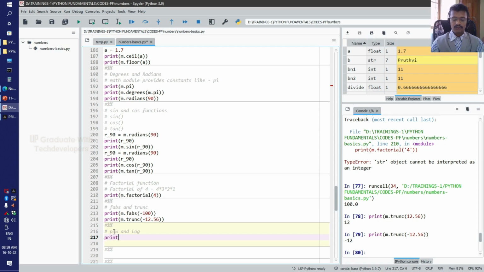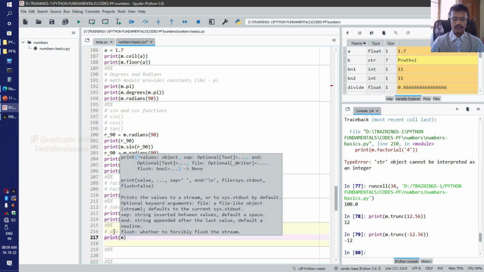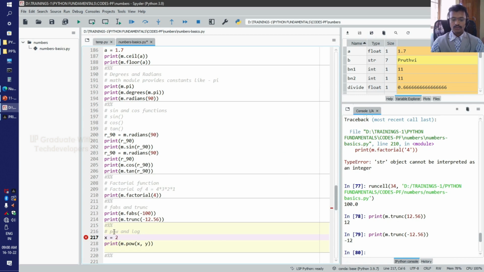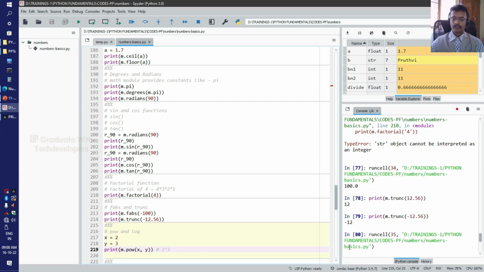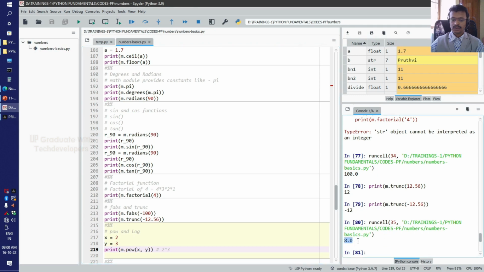Okay, let us create 2 to the power of 3, for example here. So x is nothing but 2 and y is nothing but 3. So it is nothing but 2 to the power of 3. We know that 2 to the power of 3 is nothing but 8. Yes, it results in a floating point value.